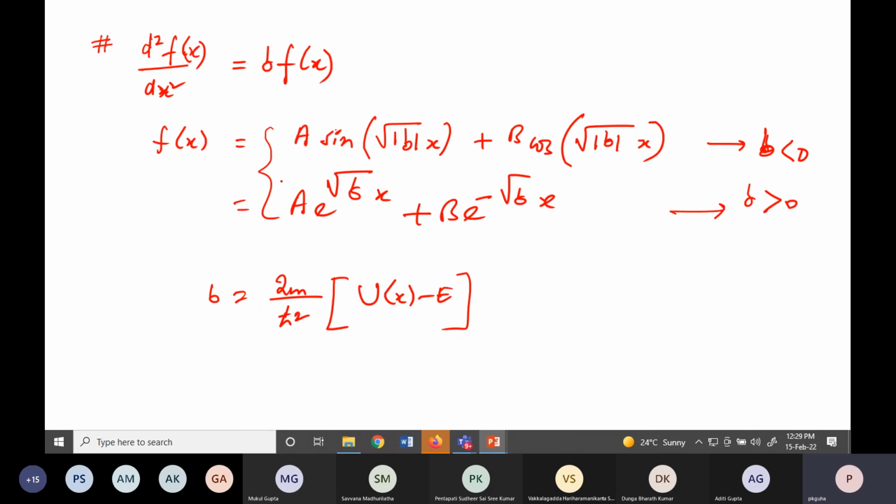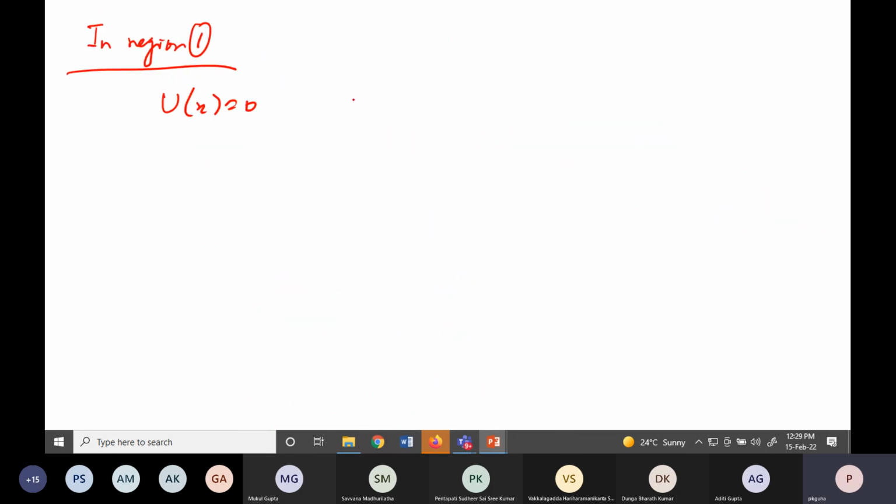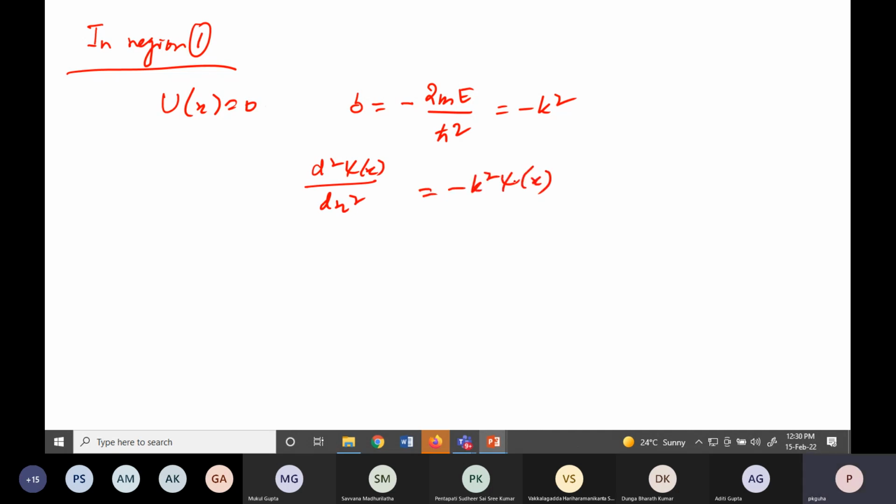So U(x) equal to 0, that means we can write b equal to minus 2mE by h-bar square, right? You remember that we can put k square, and so the equation will become d2 psi(x) by dx2 equal to minus k square psi(x), right? So psi(x) will be similar to whatever we have discussed in our infinite potential well: A sin kx plus B cos kx.